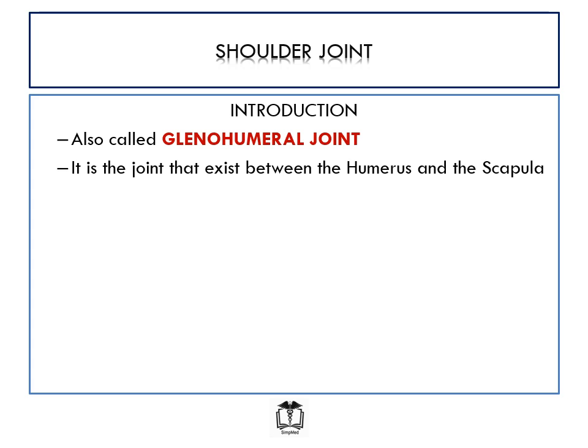Moving on to the shoulder joint. The shoulder joint, also called the glenohumeral joint, is the largest joint in the upper limb. This is the joint that exists between the scapula and the humerus.